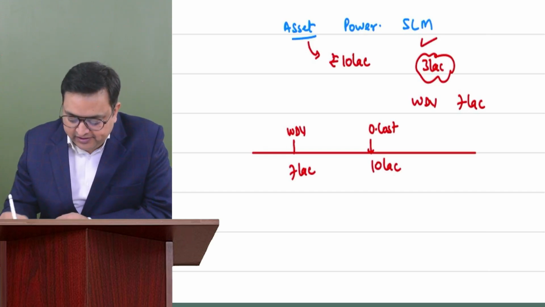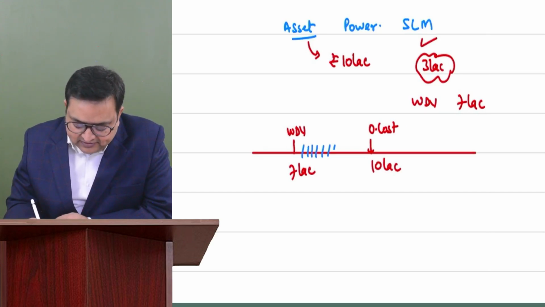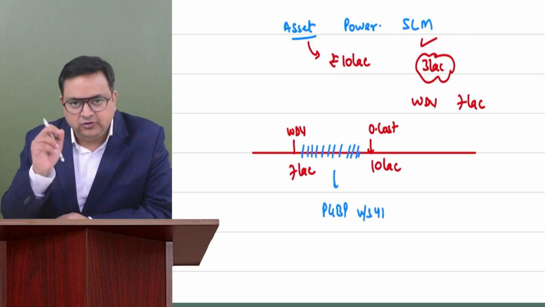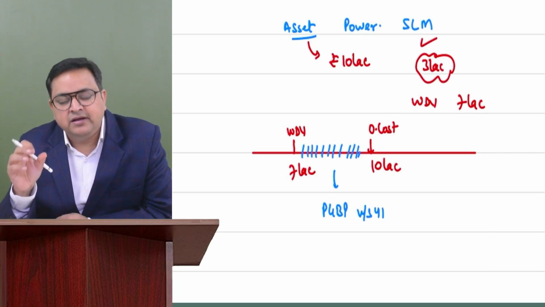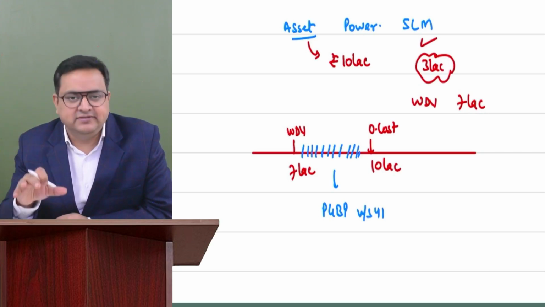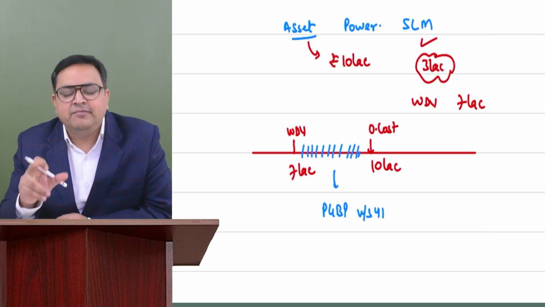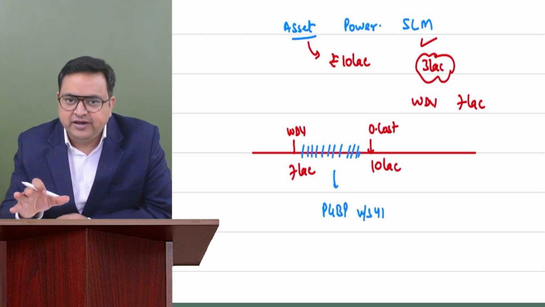So it's a profit area. If you are selling it for more than 7 lakh, it is your PGBP income. This is your deemed PGBP income under section 41. Although we call it by a special name here for a power generating unit, we call it balancing charge also. But the name is not that important. Please remember it would be your PGBP income under section 41, right?